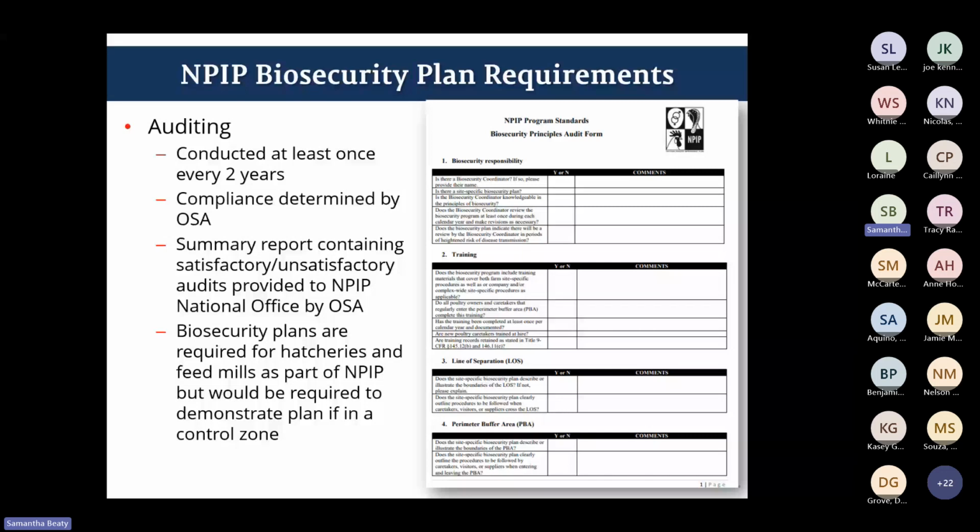This is Dr. Beatty. I'm going to say that we do audit companies every 2 years, usually going to different complexes and looking at their overall biosecurity plan requirements. And just from observation, all of these things can be demonstrated in fairly granular detail for the company, right? So the company has a biosecurity coordinator. They do have people who train.